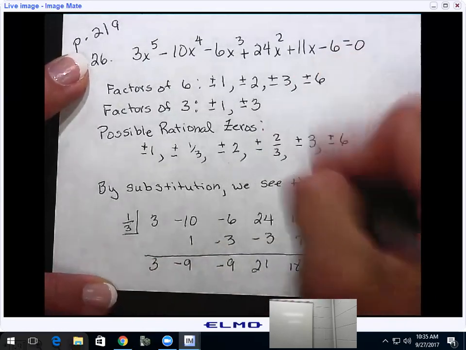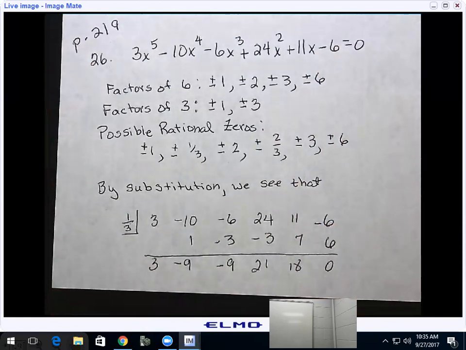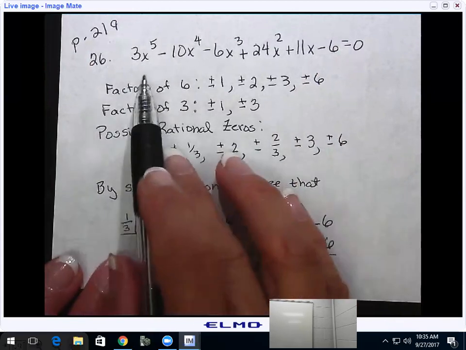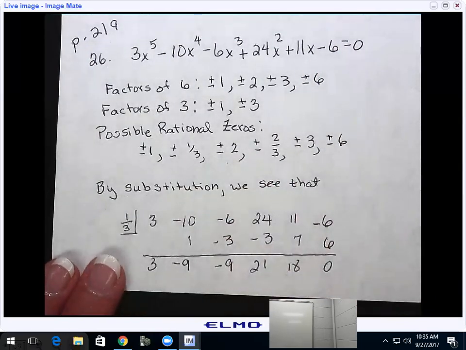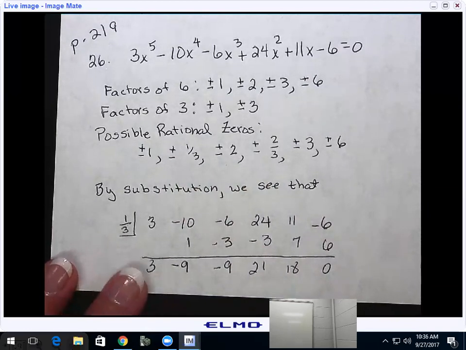Because it is right there. Yay! And Andrew said -1 worked as well. We could either use Andrew's -1 or Laura's 1/3 to get that down from 5th degree to 4th degree. It's still 4th degree though. I'm not saying it got incredibly less painful. I'm just saying we got 5th degree down to 4th degree.